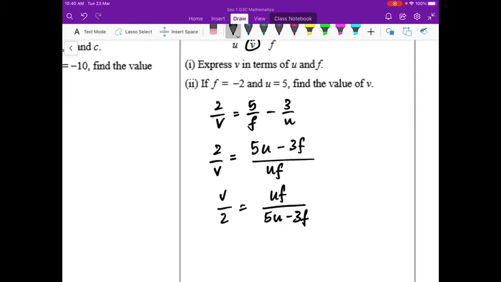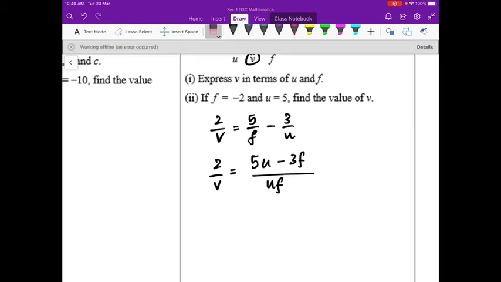Can or cannot? Why cannot? How about if we don't do this right, then how else can we make V disappear from the denominator? How can we make V disappear? We have our usual fraction equal to fraction.